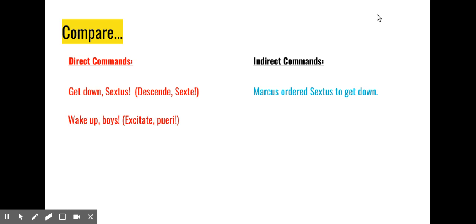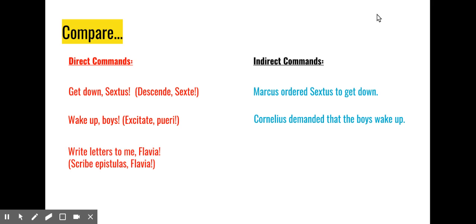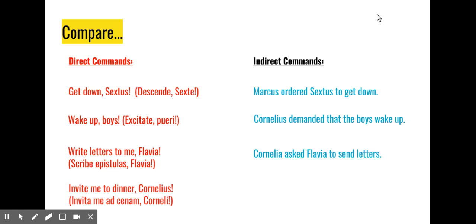Wake up, boys! Excitate pueri! Cornelius demanded that the boys wake up. Write letters to me, Flavia! Scribe epistulas, Flavia! Cornelia asked Flavia to send letters.